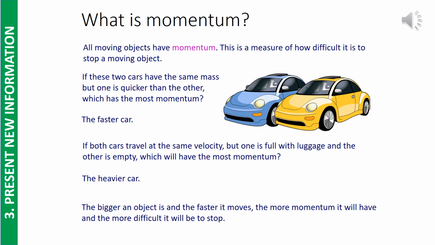Now let's look at both cars again. What happens if they are travelling with the same velocity? But this time their masses are different because one is full of luggage. Which one's going to have more momentum? The heavier of the cars. So when we're talking about momentum, there are two factors that will affect the amount of momentum an object has: its mass and its velocity. And that's why as well, when you think about lorries or big trucks on the road, it's much harder for one of those to stop than it is for a car.